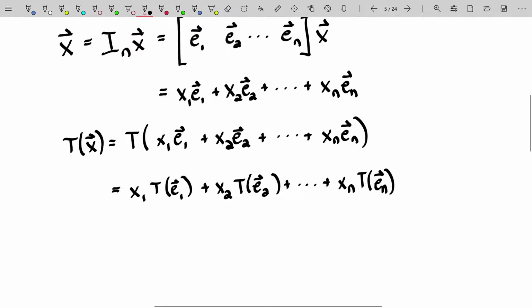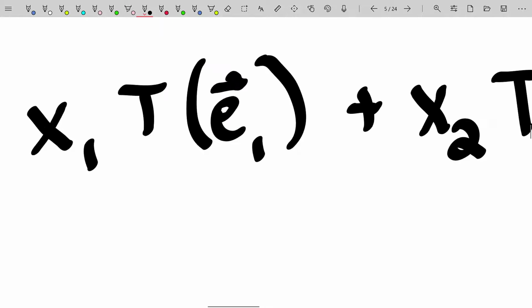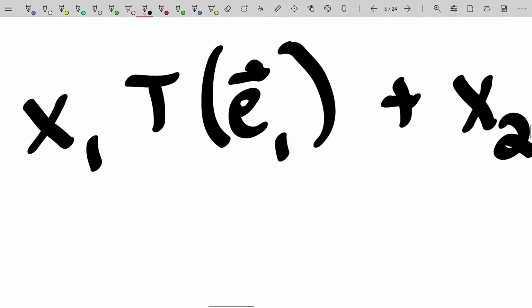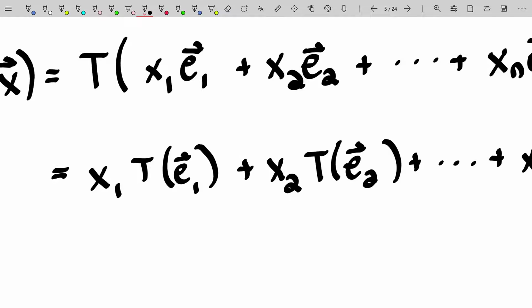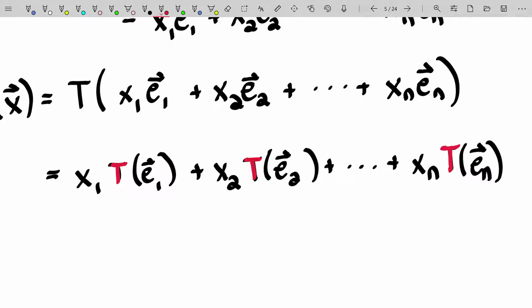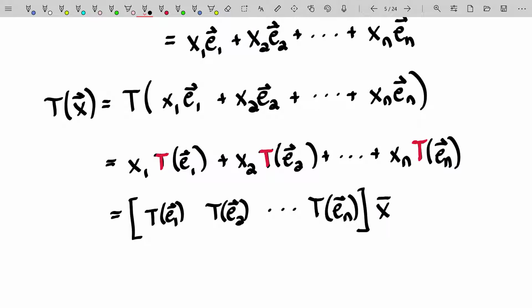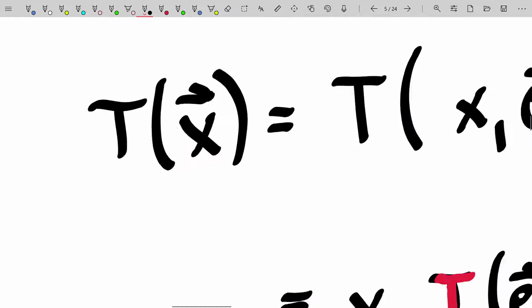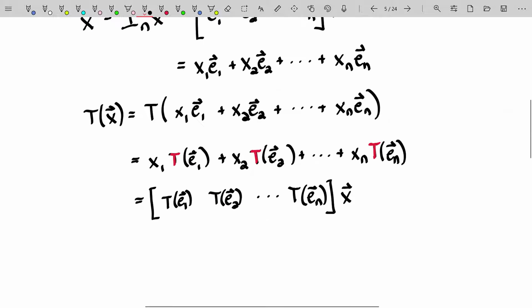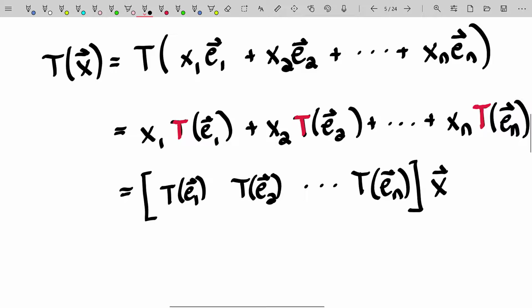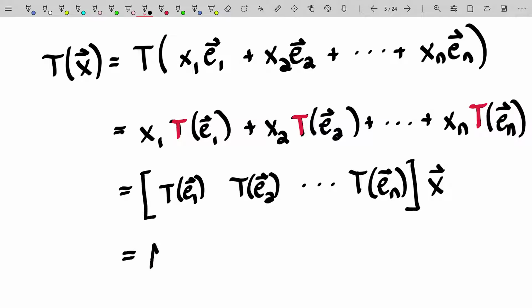Now, if you take a look at that, remember, the transformation of a vector is itself a vector. So each of these transformations is a vector. So we have a linear combination of vectors, specifically a linear combination of vectors with weights x1 through xn. And so our transformation of X is actually the product of some weird looking matrix and the vector X.